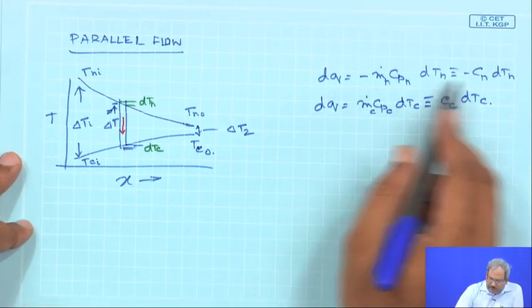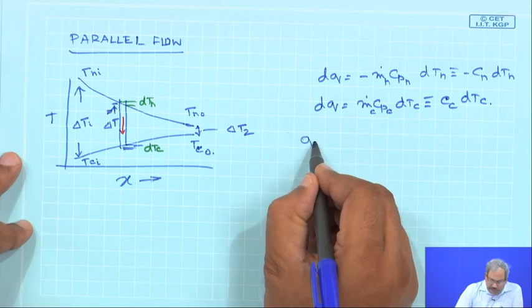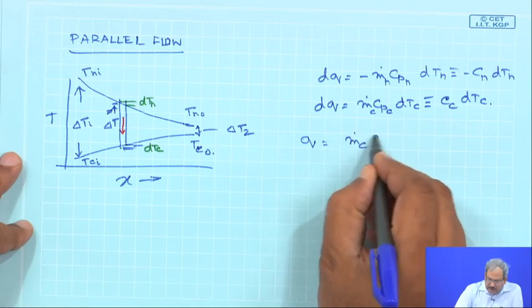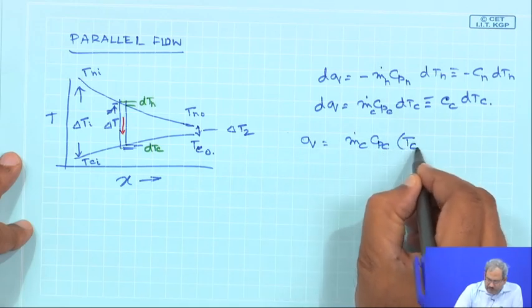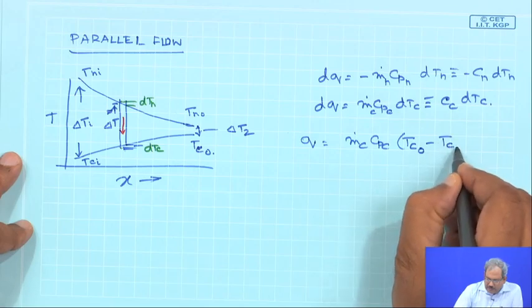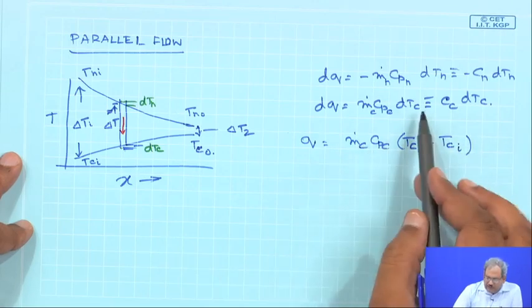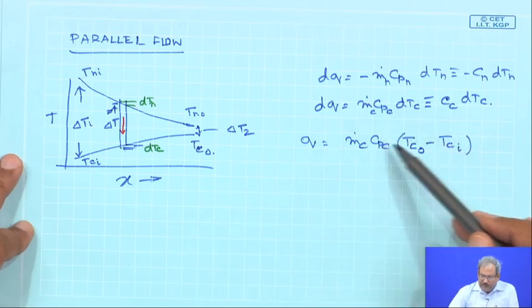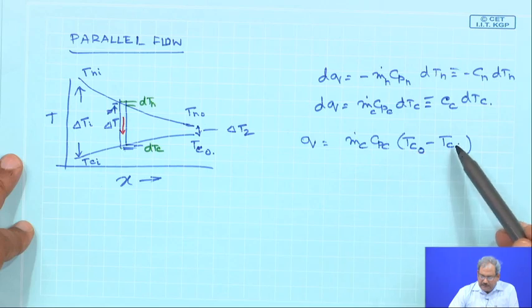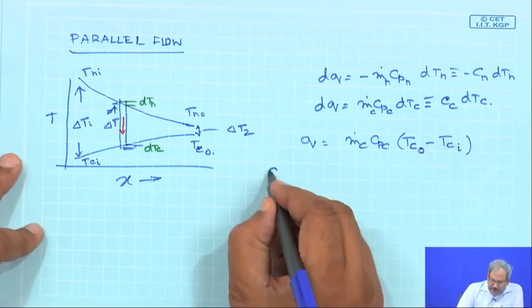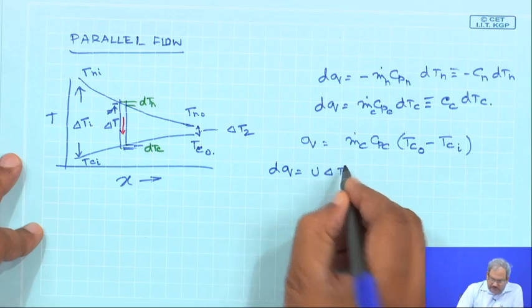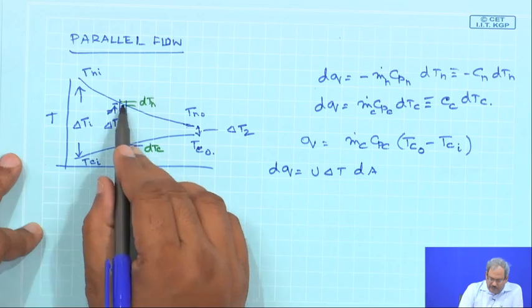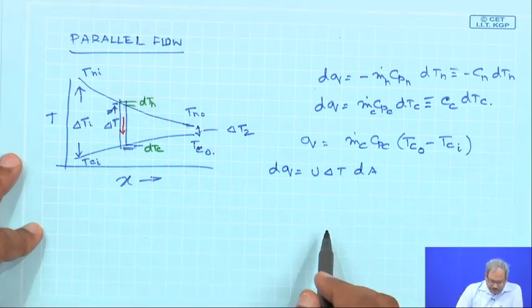And these equations you can simply integrate to obtain the total heat over the entire length of the heat exchanger as m dot c Cpc times the temperature of the cold fluid at the outlet minus the temperature of the cold fluid at the inlet. Similarly, you can write it in terms of the hot fluid, in which case it is going to be m dot h Cph times the temperature at the inlet minus the temperature at the outlet. Additionally, you also have dq to be U delta T, yet to be determined, times dA. This is the amount of heat that comes from the hot fluid to the cold fluid.